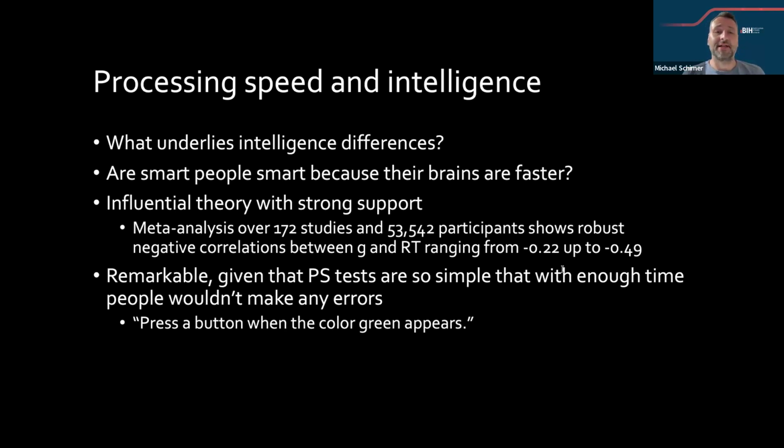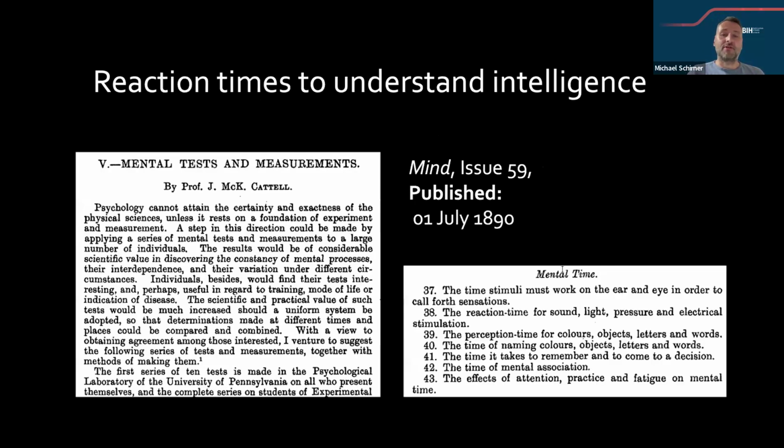This was shown over and over again for basically a century already. A meta-analysis over 172 studies with 50,000 participants shows this robust correlation. It's really remarkable. These processing speed tests are super simple. Press a button when the color green appears. A split-second decision, right? This is a super easy and quick task, but nevertheless, it correlates very strongly with intelligence, with all other intelligence metrics.